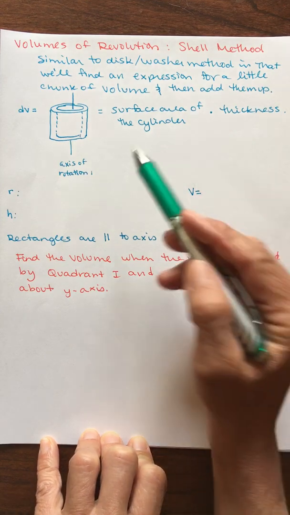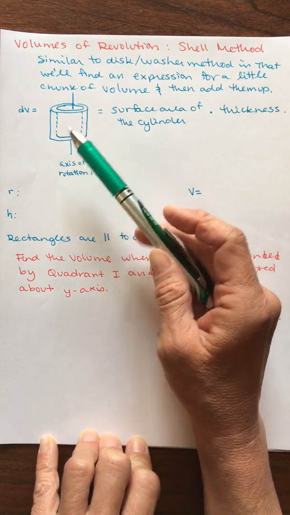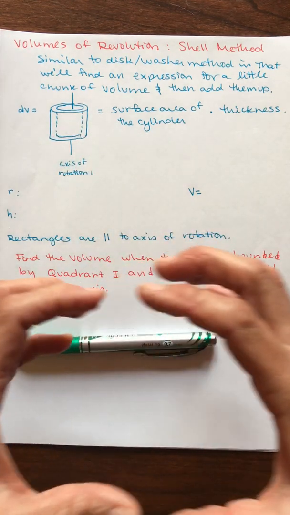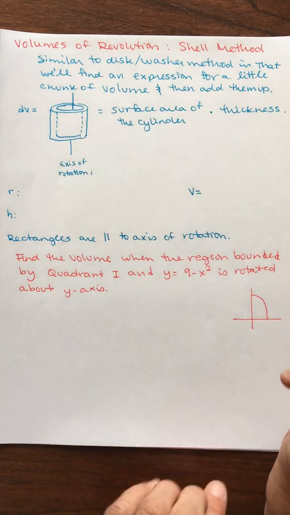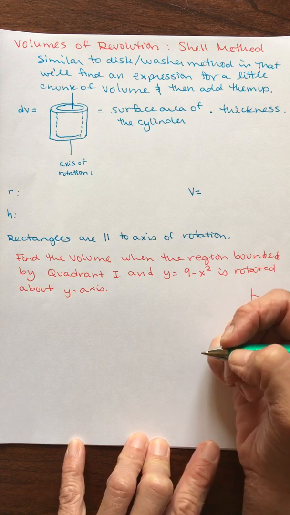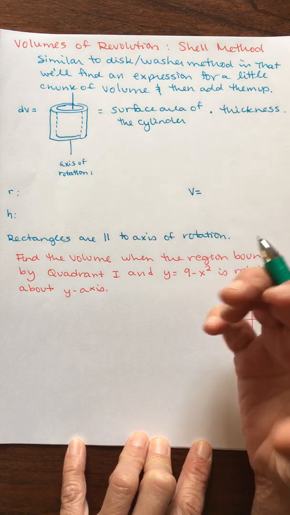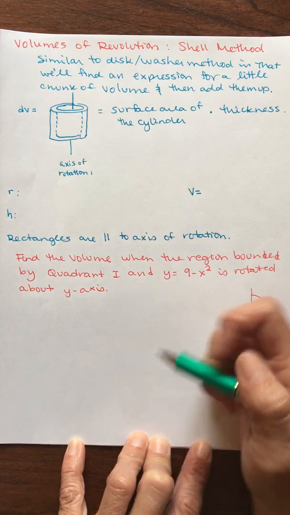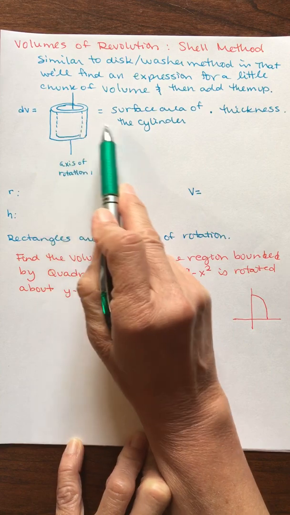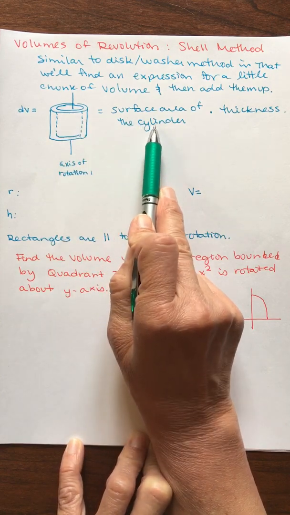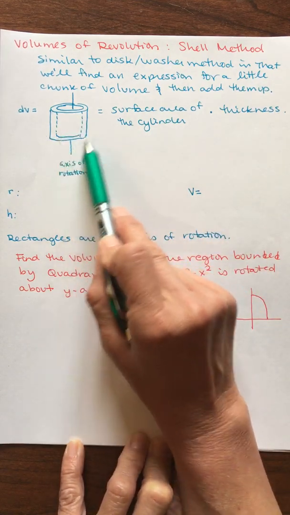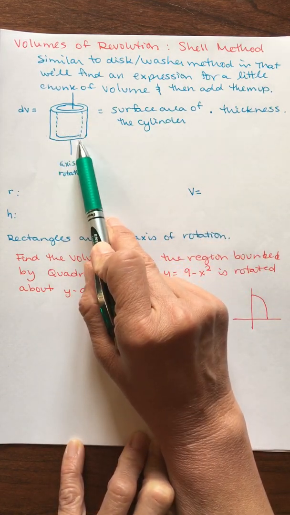This time, instead of having a flat washer that we stack up, we're going to have these thin cylinders that we build around. You can sort of think of the layers of an onion making up a solid. So we want to find a formula, an expression for each of those little layers of the onion. We're going to use right circular cylinders, and our little chunk of volume is going to be equal to the surface area of the cylinder times its thickness. So I need an equation for the surface area of the cylinder.